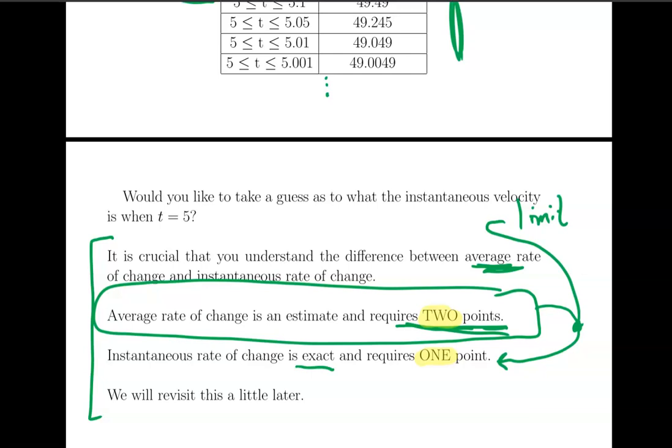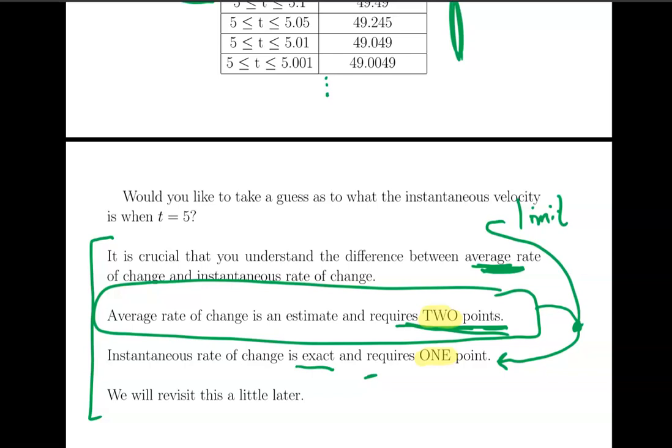So really what I want you to get out of this section is that it's important to understand where the problem came from: how do you find the slope of the tangent line if you only have one point? And I want you to understand this idea of estimating or approximating average rates of change. And right now we just have a chart to look at and guess the instantaneous rate.